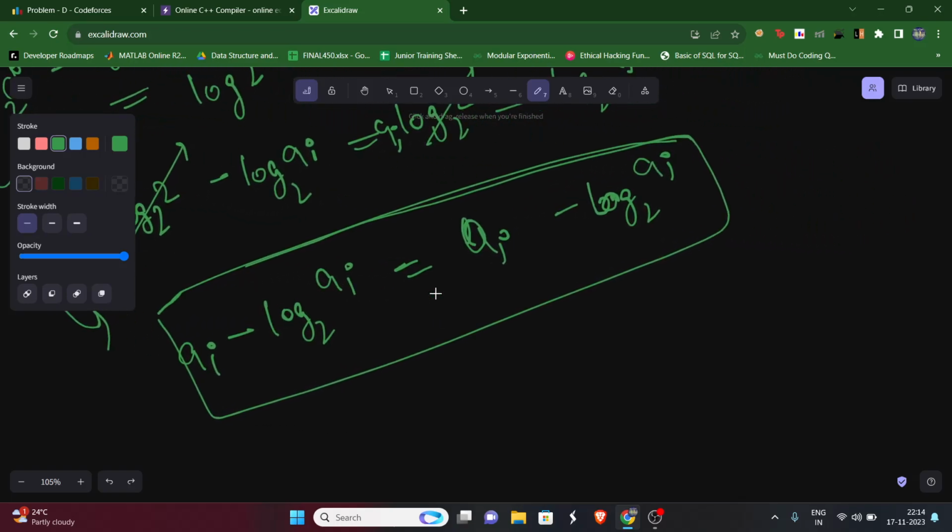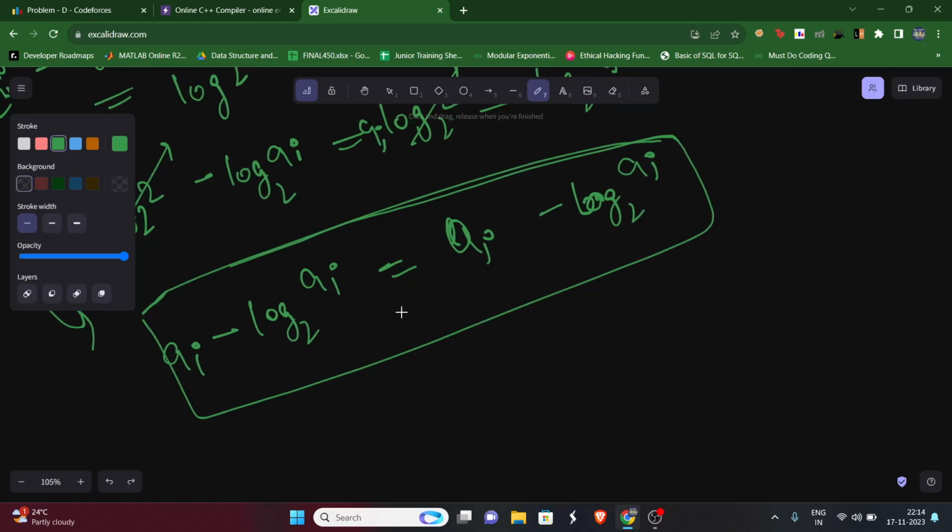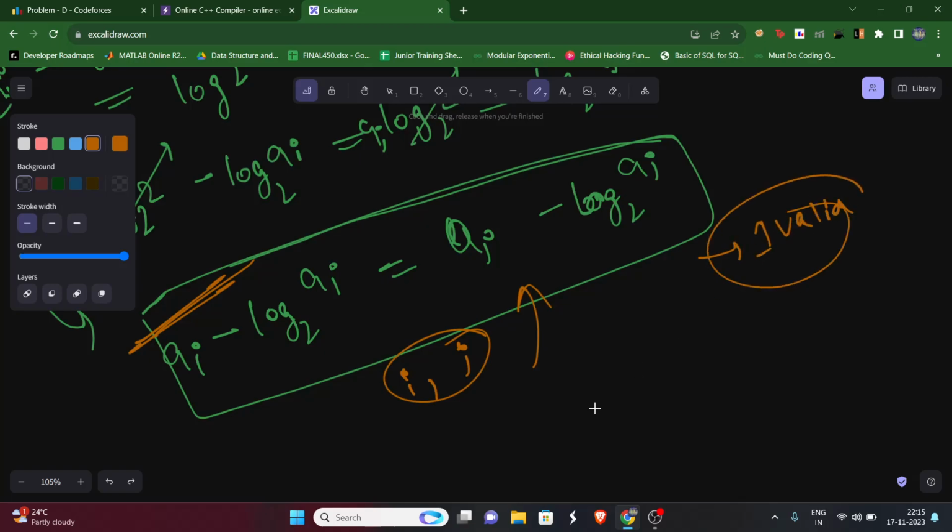If you didn't understand, please pause the video or go backward and watch it again. So we have the final equation. What does it represent? If we select some two indices i and j, and they satisfy this condition, that is one valid pair. Now we know that i will always be less than j.